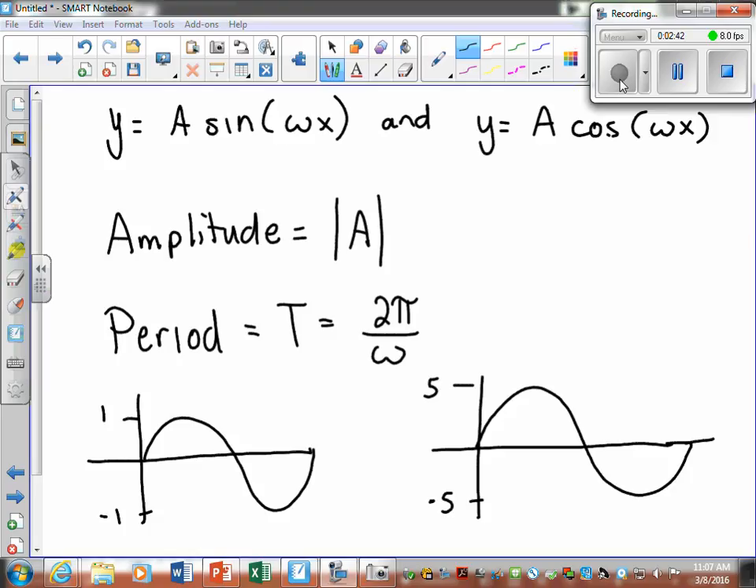Okay, for a very basic idea, we're going to just focus on the amplitude first. The amplitude of this particular sine graph, y equals sine of x, is just going to be an amplitude of 1 because it's the absolute value of the distance from the x-axis to the maximum point there. So this would just be 1. What do you think the amplitude of this one would be? Absolute value of that, so it's just going to be 5.